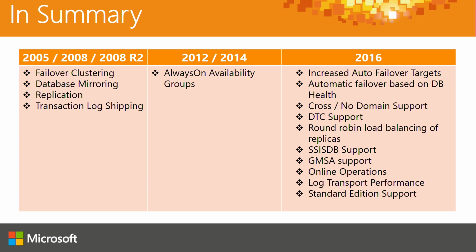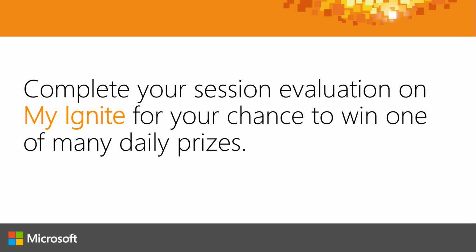I think the most popular one probably is the one last on the list, the standard edition support for availability groups. That is something people have wanted. Database mirroring was never going to go away until there was a replacement. So now that we have that replacement for database mirroring in standard edition, I think everyone's going to be really happy. It's going to get rid of many issues that people have, and obviously, it's built on the capabilities of database mirroring.